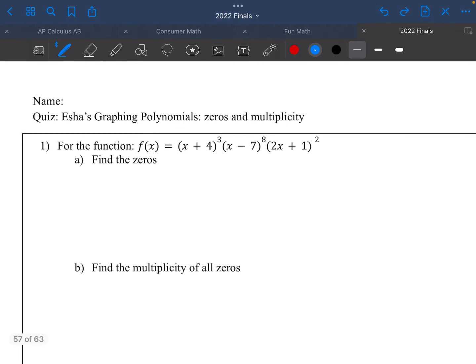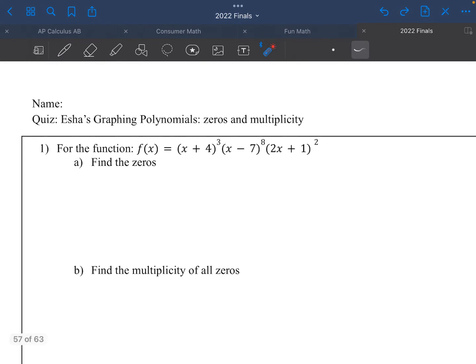So very similar to Alden's rationals, but this is just with polynomials. There's no denominator. So the word zeros means the same thing. It's where the top is set equal to 0. Well, this is all divided by 1. So the top being set equal to 0 means that's set equal to 0, that's set equal to 0, and that's set equal to 0.